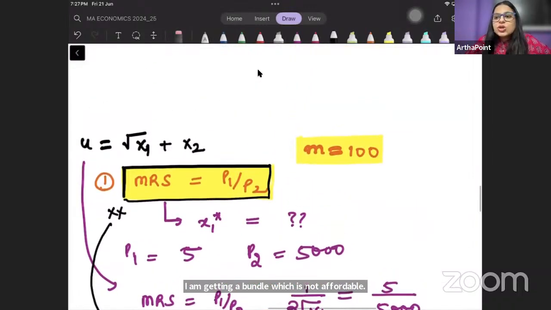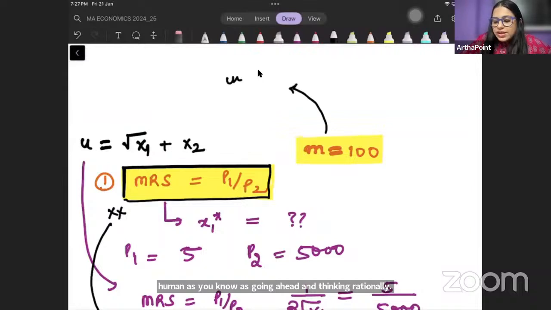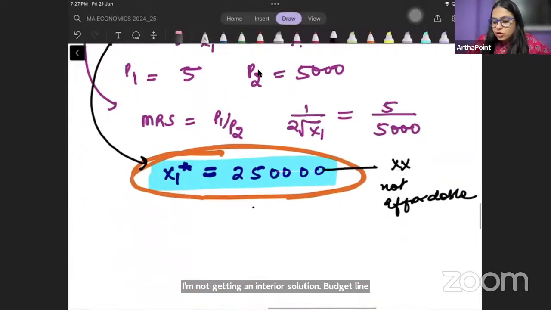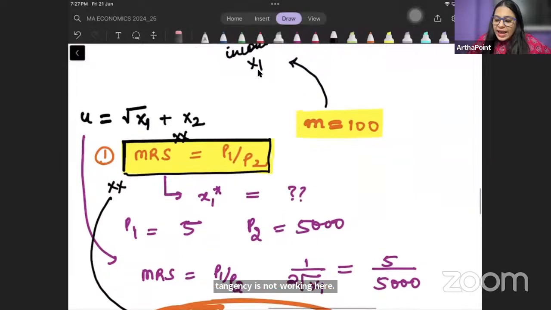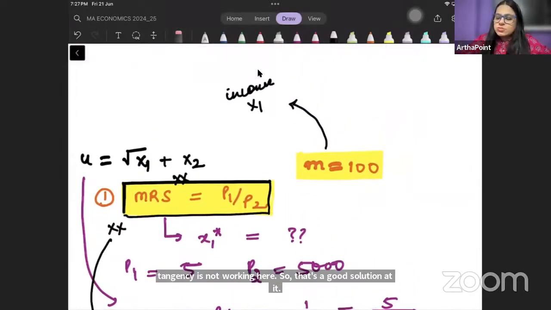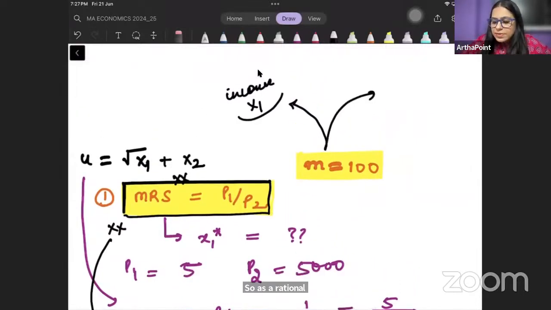Now, as a human, going ahead and thinking rationally, I only have 2 options left. कि either I spend all my income on good 1, क्योंकि MRS का condition is not working. I am not getting an interior solution. Budget line tangency is not working here. यहाँ से मेरे को non-affordable solution आ रहा है. So as a rational human, 2 ही option बचते हैं कि या सारा income good 1 पे खर्च कर दो या spend all your income on good 2.